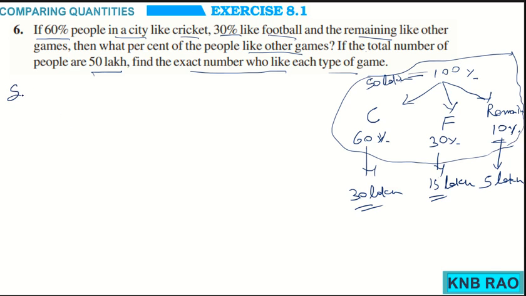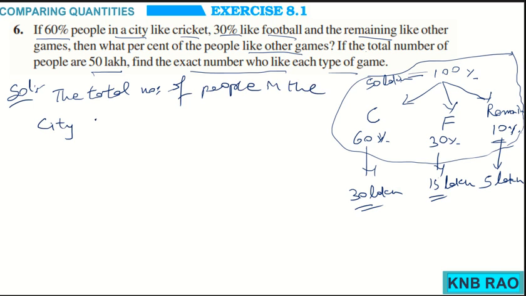I hope with your language ability you will write the solution properly. This is how you need to think. I have explained the thinking. You can go for solving this question in a proper way. The total number of people surveyed, the total number of people in the city surveyed is 50 lakh.